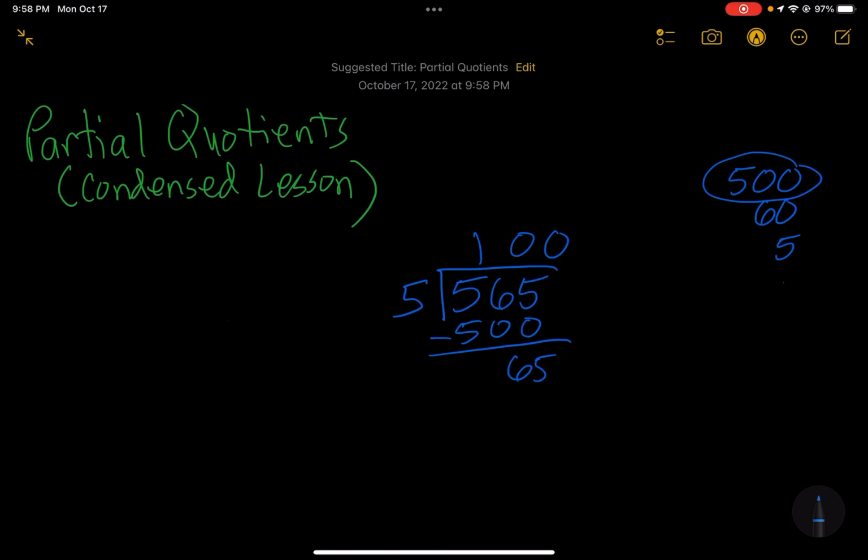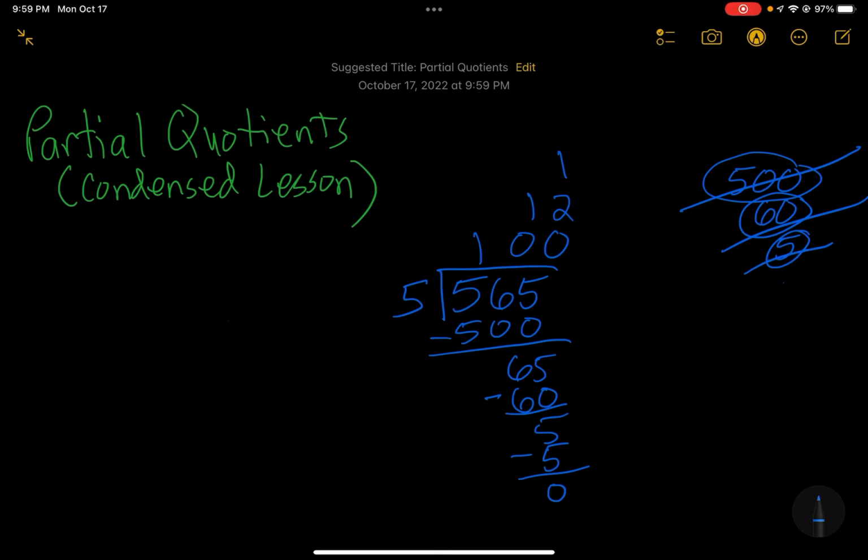The 65. Okay, now think about how many 5s can go into 60. Well, 12 can, because 12 times 5 is 60. What's left? There's only the 5 left. How many 5s can go into 5? Only 1, because 1 times 5 is 5. And now I have nothing left. I've gotten through the whole dividend, right?